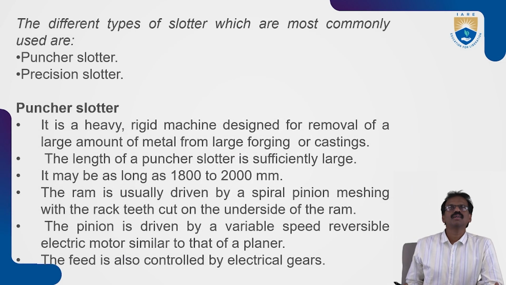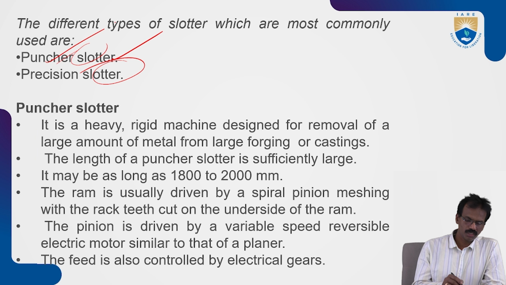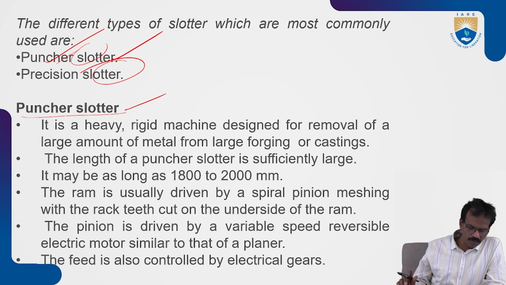now we'll see types of slotting machines. Mainly there are two types of slotting machines. One is the puncher slotter, next the precision slotter. Okay, so these are very important. Puncher slotter, we'll see.